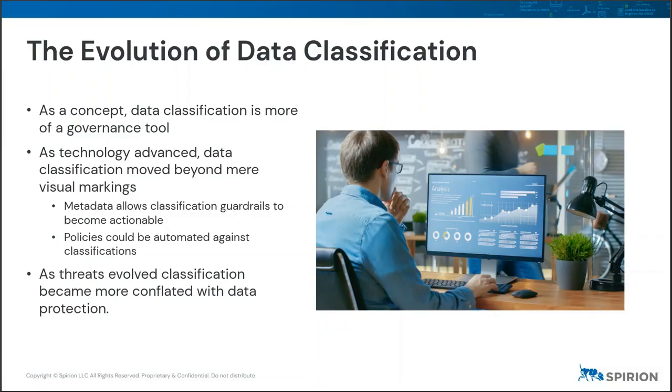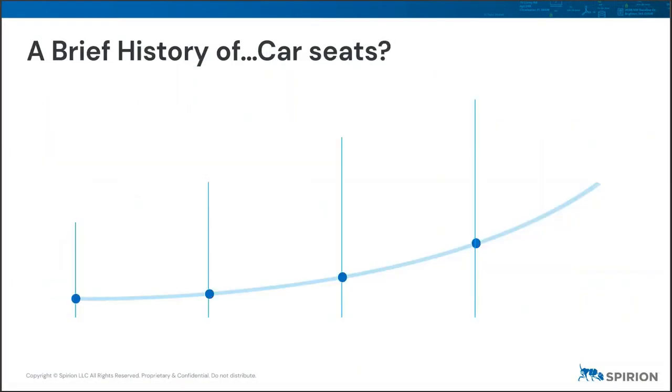As these threats evolved and became more complex, data classification became more conflated with data protection. Because classification was what we had, it was the best tool that we had in the toolbox to indicate data sensitivity. It was the hammer that made everything out there look like a nail. But there's a flaw in that thinking. The best way that I can describe that flaw is by talking about car seats. And trust me, hopefully we'll get there. This will make sense eventually.